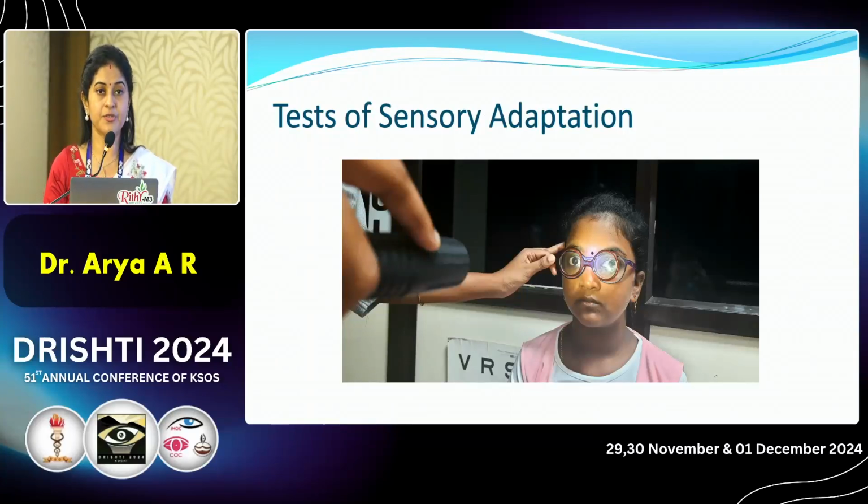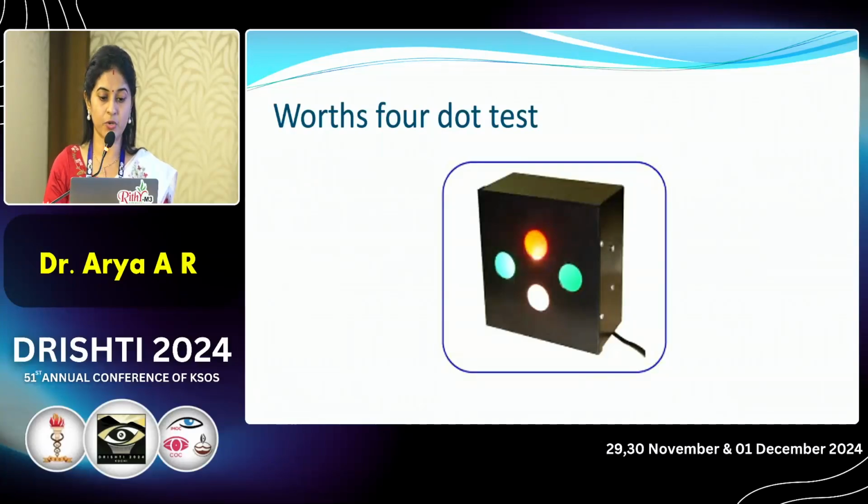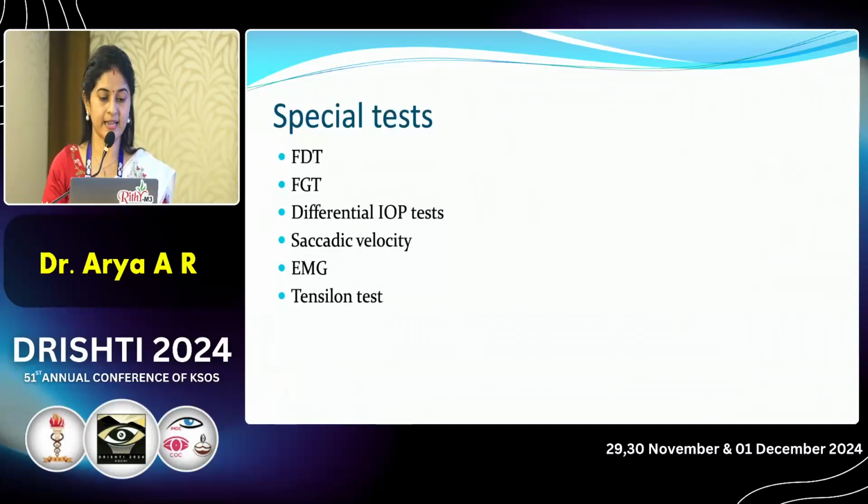For sensory adaptation, we use a Bagolini glass and diagnose what the child is having. Wirth Fly test also serves the same purpose. Bielschowsky's after-image test, and the special tests done in strabismus evaluation: FDT, FGT, EMG, and Tensilon test.